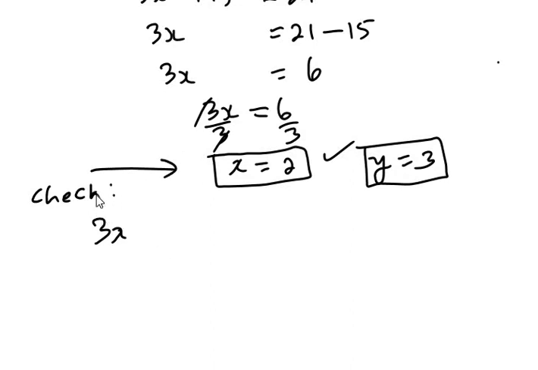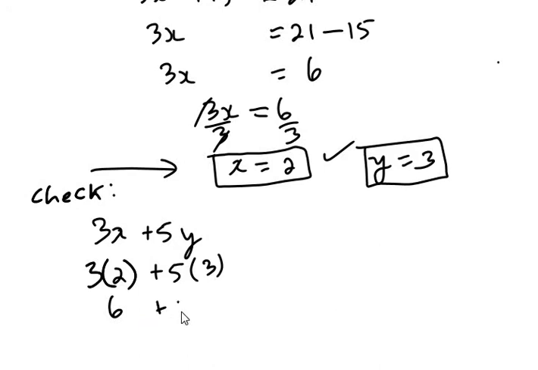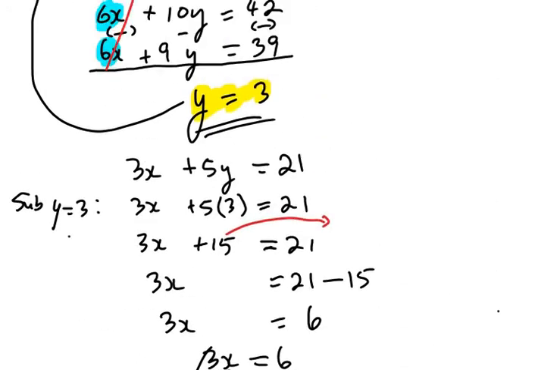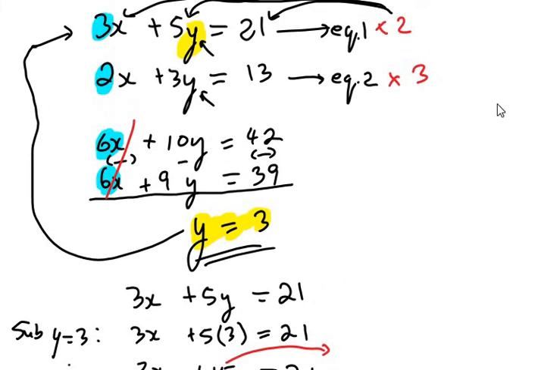We can check 3x plus 5y. Let's see what we get. 3 times x, the x value is 2, plus 5 times the y value of 3. And so we can actually multiply this. 3 times 2 gives us 6 there, and 5 times 3 is 15. 6 plus 15 gives us 21. Is that the original equation, 3x plus 5y equals 21?